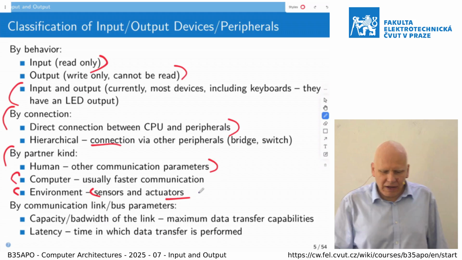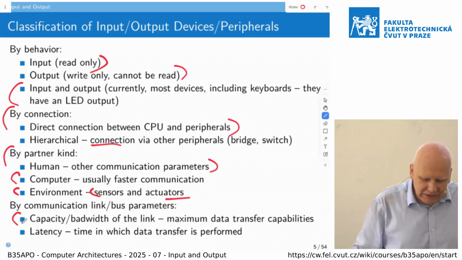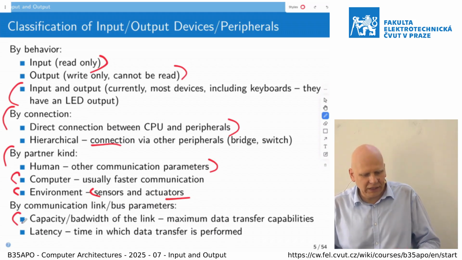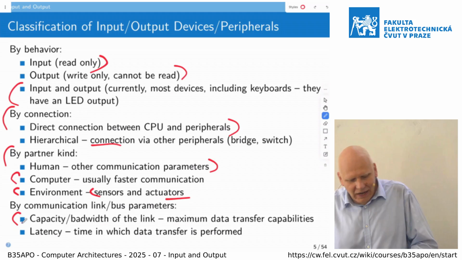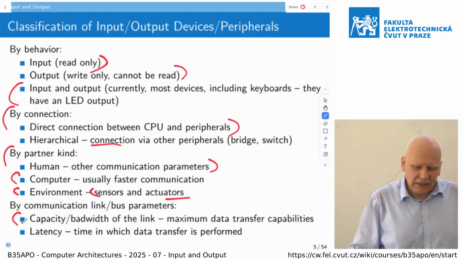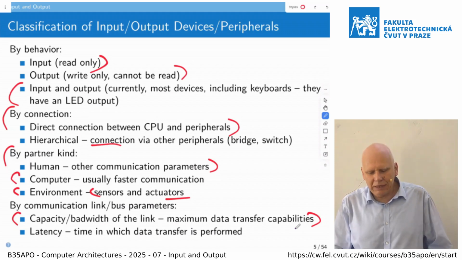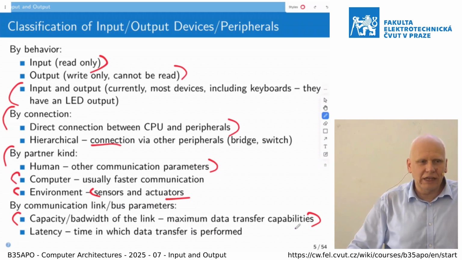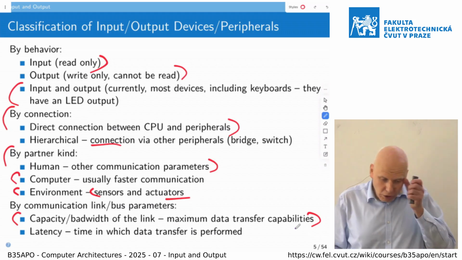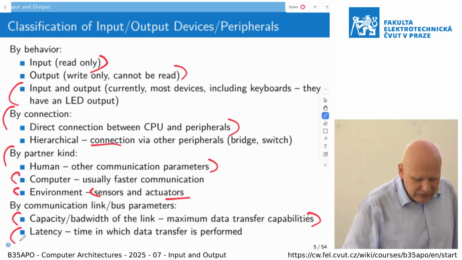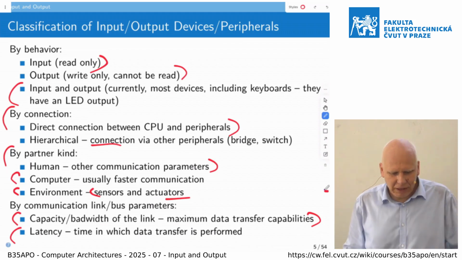We can also divide peripherals by the capacity or bandwidth of the link, which is basically the maximum data transfer rate. Sometimes it is not so critical to transfer a large amount of data, but if you want, for example, to steer a car on the road, then the latency of the communication is more important. Those are the typical and important parameters.